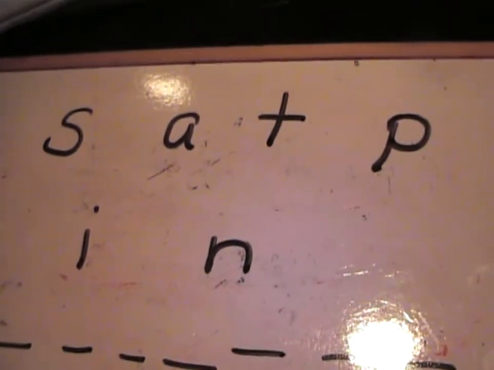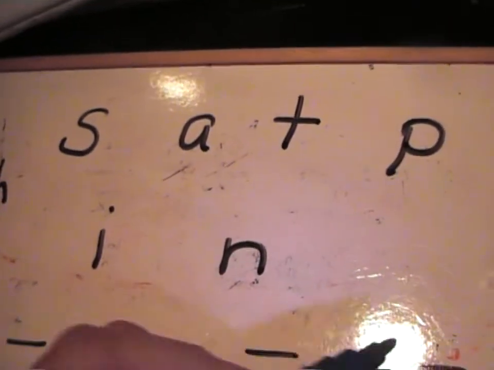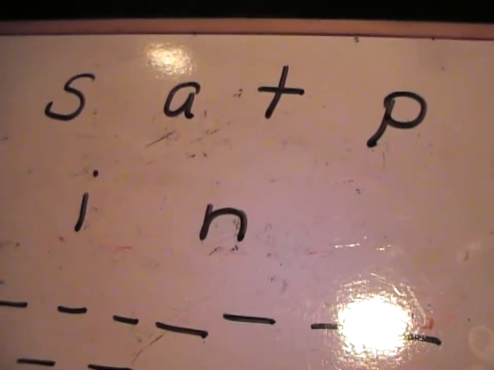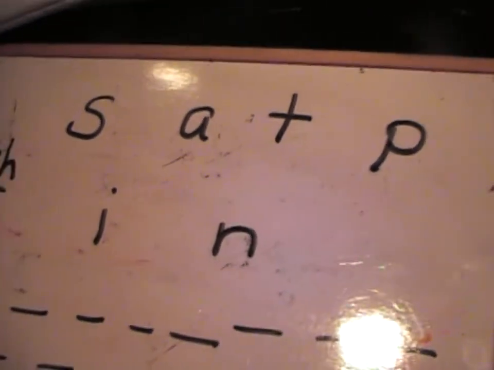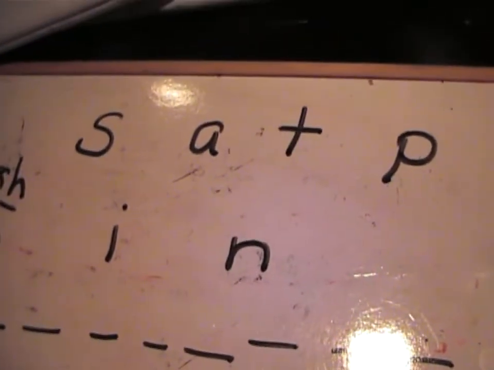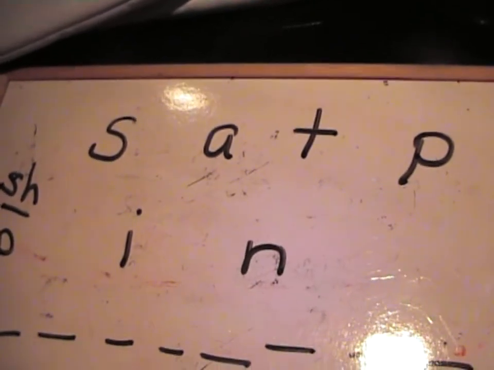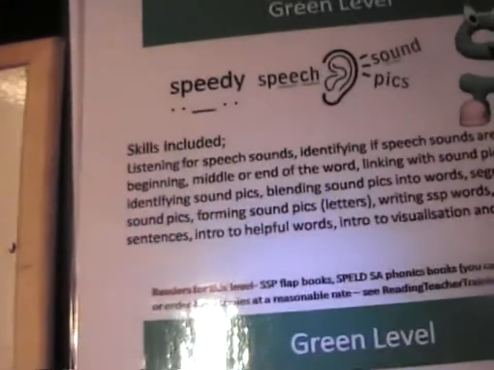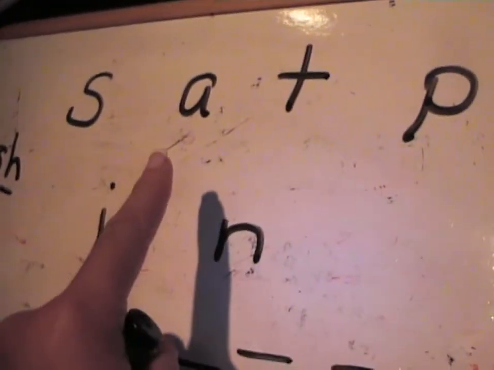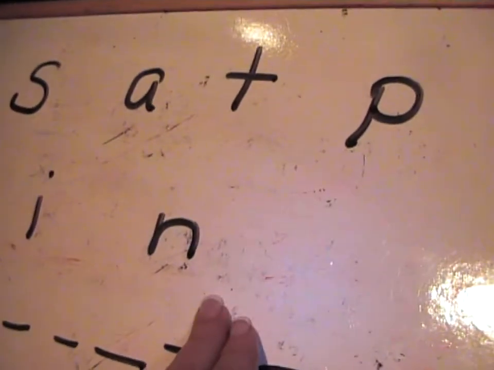If you say to them, what's this word? S, p, i, n. See if they can hear this, it's spin. What's this word? T, i, n, what have you. So you want to check all of these skills just with sat pin. And if they're brilliant at that, then move them onto the purple level.